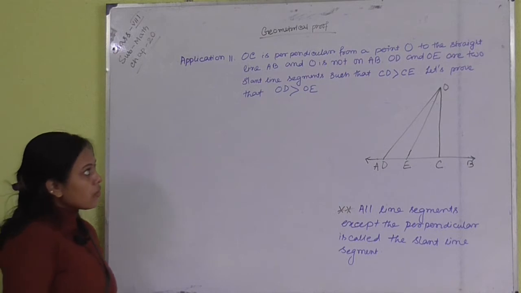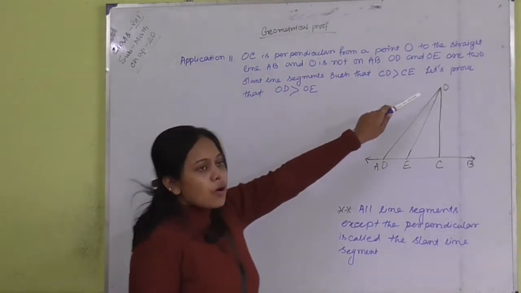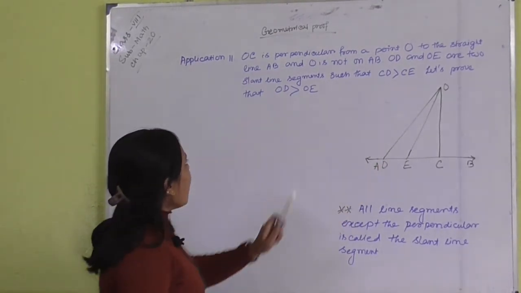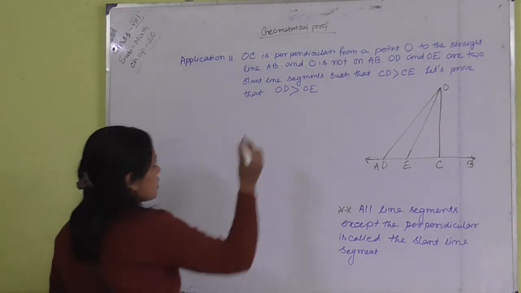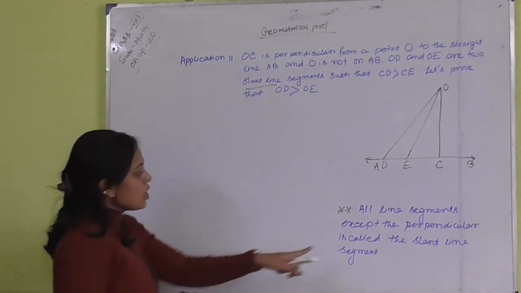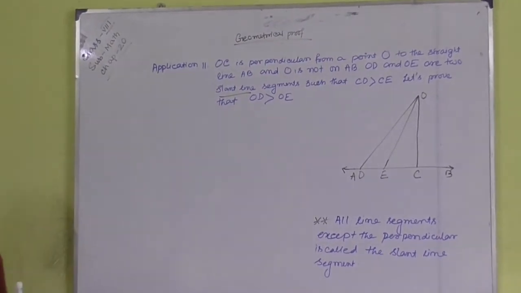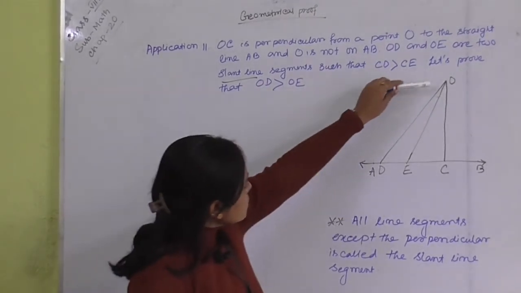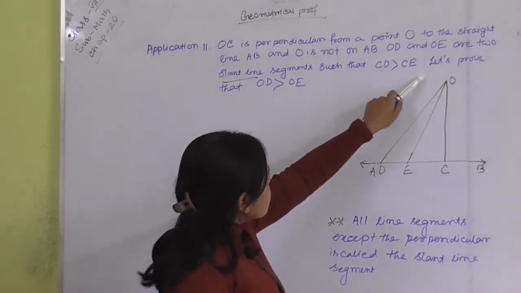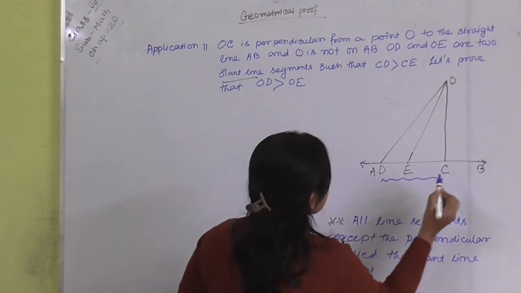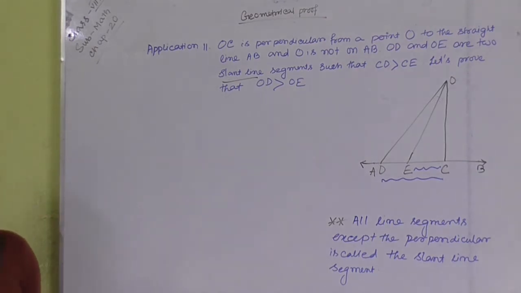OC is the perpendicular from a point O to the straight line AB and O is not on AB, that means O is the outside point, and OD and OE are two slant line segments. The definition of a slant line segment is that every line segment except the perpendicular is called a slant line segment. Here the slant line segments are OD and OE such that CD is greater than CE, that means this distance is greater than EC. Let us prove that OD is greater than OE.